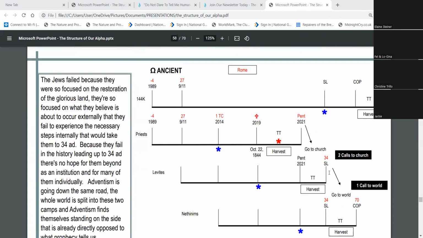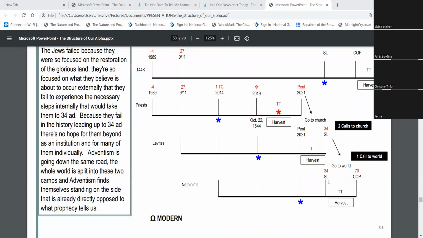The Jews failed because they were so focused on the restoration of the glorious land. They're so focused on what they believe is about to occur externally that they failed to experience the necessary steps internally that would take them to 34 AD. Because they fail in the history leading to 34 AD, there's no hope for them beyond as an institution and for many of them individually. Adventism is going down the same road. The whole world is split into these two camps, and Adventism finds itself standing on the side that is already directly opposed to what prophecy tells us.